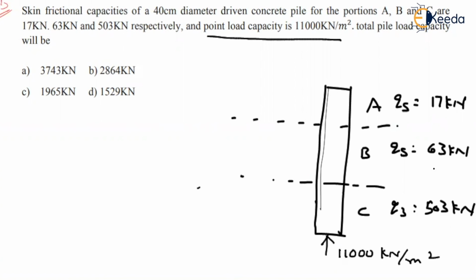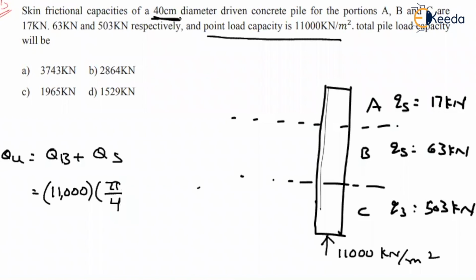What are they asking? Pile load capacity. What is the pile load capacity? That will be nothing but the end bearing resistance plus the frictional resistance. What is the end bearing resistance? The value is given, 11,000. We need the value in terms of force, so multiply by the area. What is the area? Pi by 4 into, substituting the diameter in meters, 0.4 squared, plus whatever the Qs.